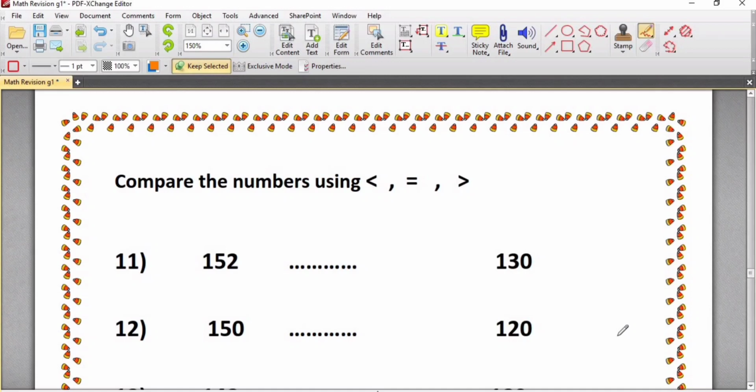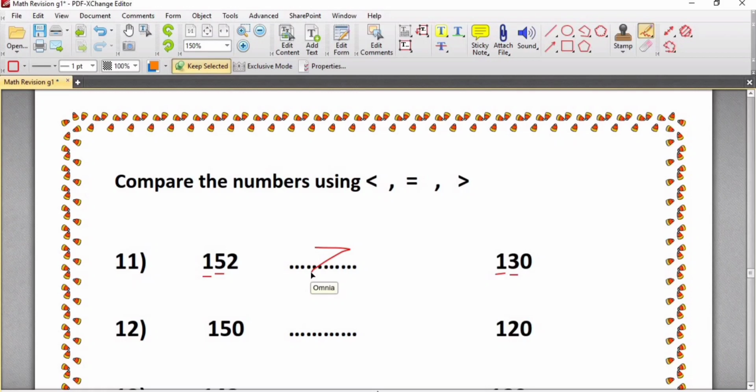Okay, this is a very good and nice question. Here, he wants you to compare the numbers using less than, equal, or more than. Okay? So first of all, let's see the numbers. On the left side, we have 152. On the right, we have 130. So we want to know which number is greater, or maybe both numbers are equal. So let's start from the left. 1, 1. Let's look further. Here we have 5, 3. So this number is bigger because 152 is greater than 130.